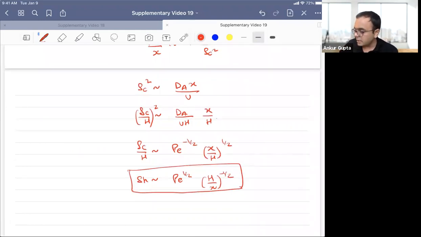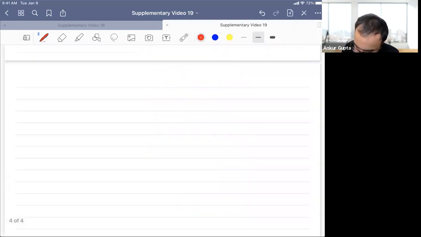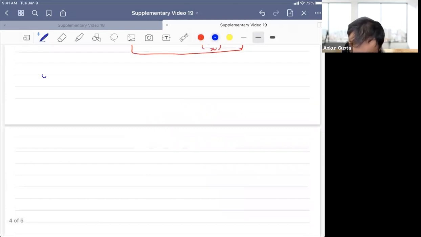Okay. Now let's go further. Now we have been discussing confined flows. What about unconfined flows? So let's go to the unconfined flows now.